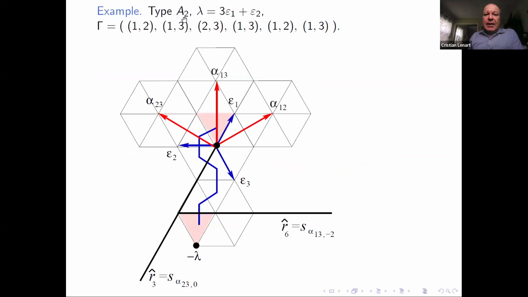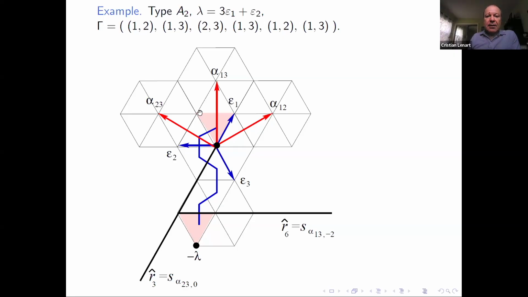So here in type A2, consider the weight 3 epsilon 1 plus epsilon 2. In red, you have the positive roots. In blue, you have the coordinate vectors, which sum to 0 because you have to quotient by the sum of epsilon 1 through epsilon n. Orthogonal to the roots, you have the reflecting hyperplanes, and you also consider translates of them to get the alcove picture.